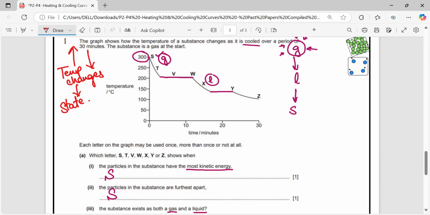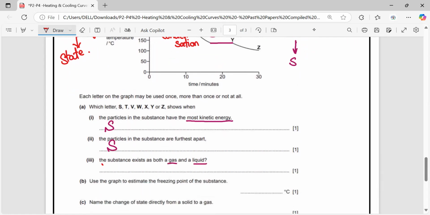Okay? So a substance exists both as gas and liquid. So at V, the gas particles are changing into liquid. It is condensation. This V is representing the condensation process. So the answer here is V.